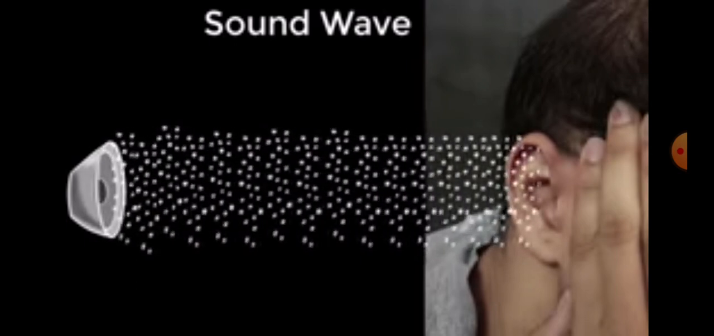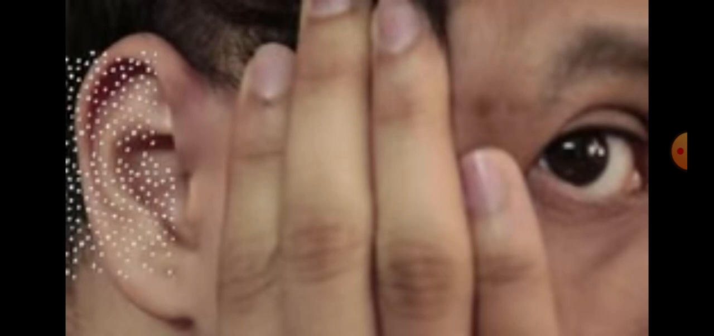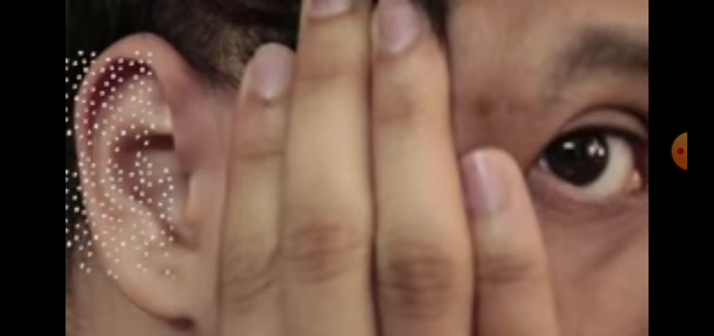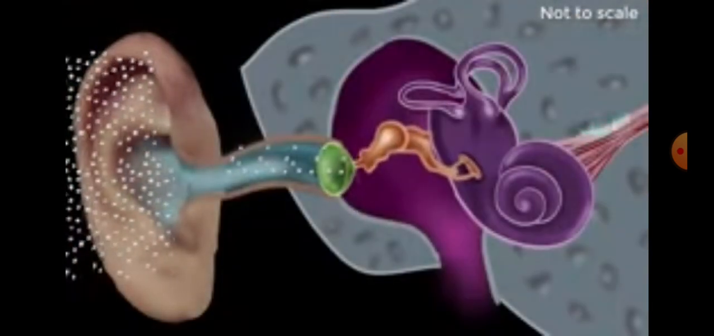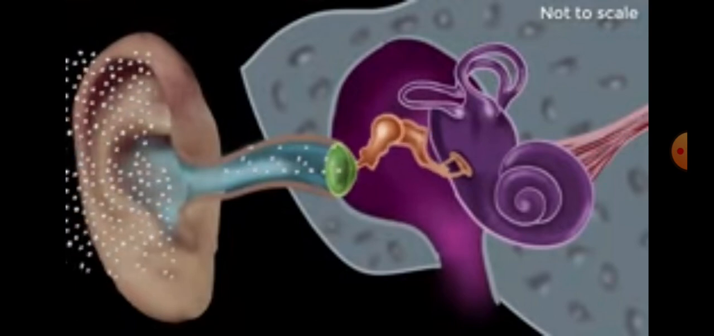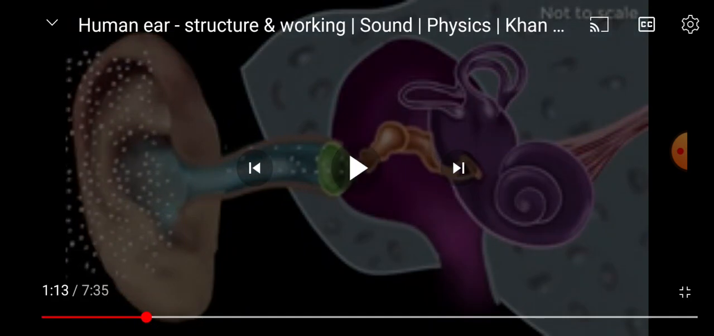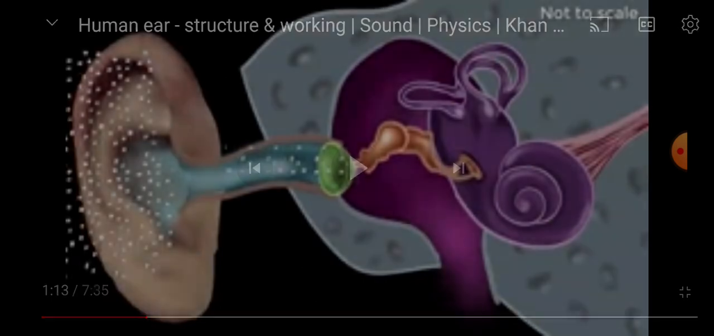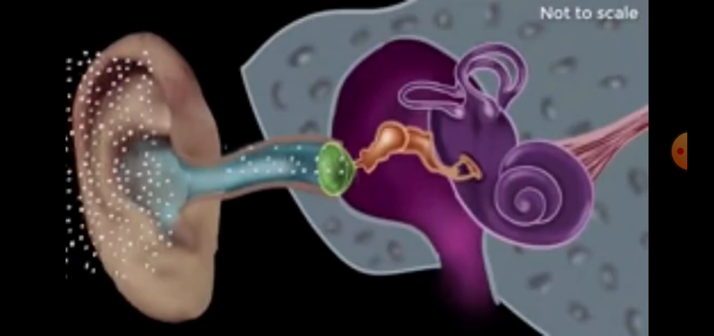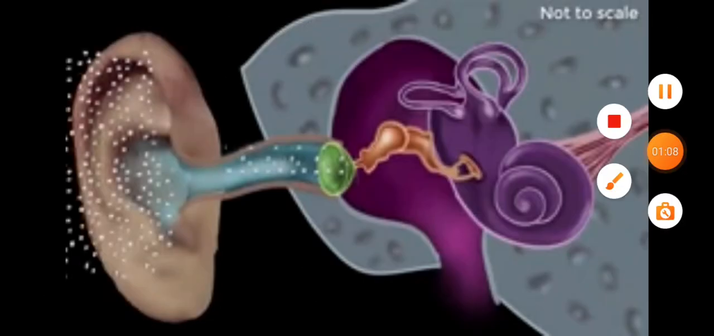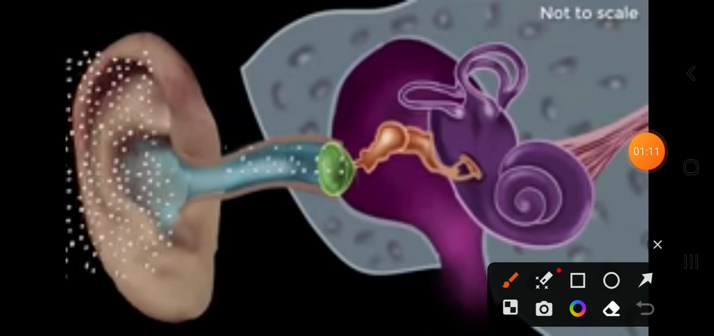Now let's understand the various parts of our ear. We have three main sections. Okay, we'll just pause for a moment. We have three main sections, that is the external. When you say external, it's talking about this region.